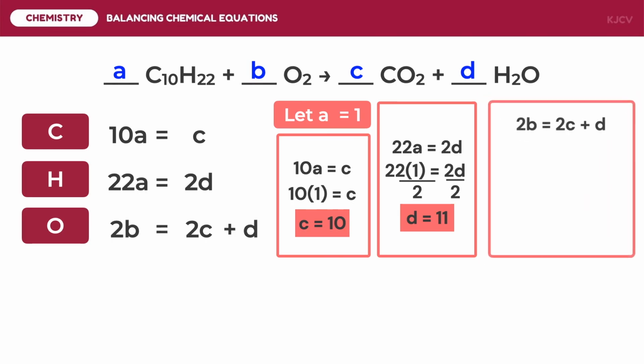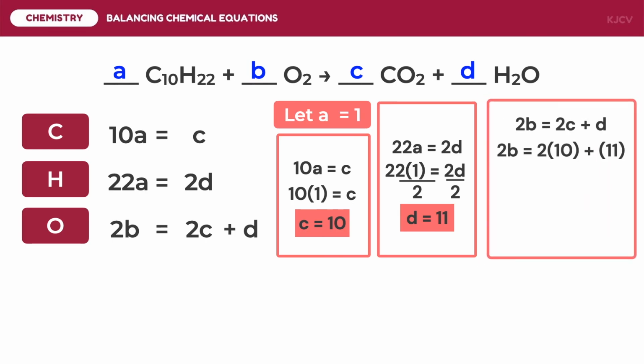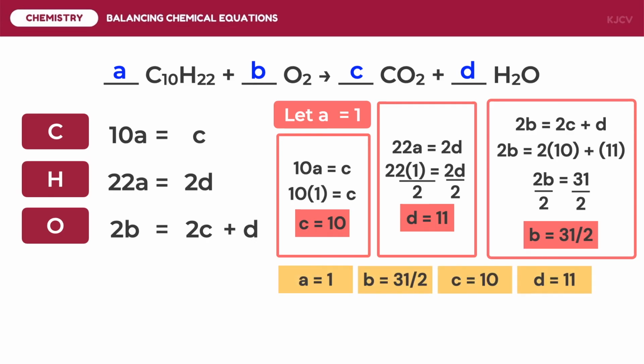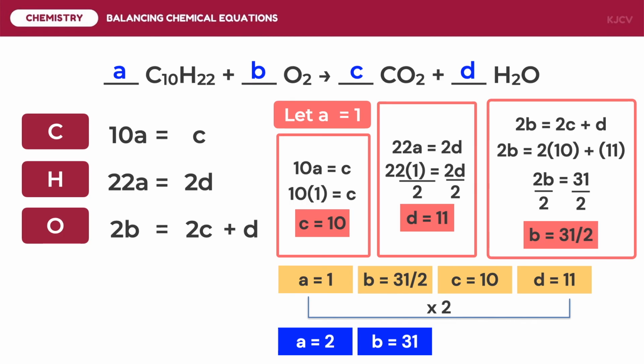We are going to substitute C and D with 10 and 11 respectively. This will become 2B is equal to 31. To get B, we divide both sides of the equation by 2. Thus, B is equal to 31 over 2. Since we cannot have a fractional coefficient, we will multiply all coefficients by the denominator, which is 2. Thus, we have A is equal to 2, B is equal to 31, C is equal to 20, and D is equal to 22. Now, we can replace all letter coefficients with their actual values.